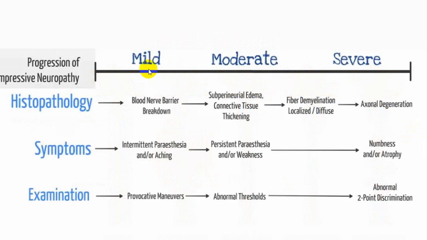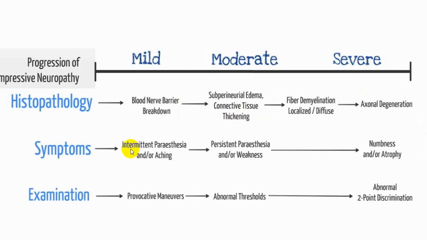Depending upon the severity of the damage: mild, moderate, and severe. In mild, the blood nerve barrier is damaged. In moderate, you will get edema and connective tissue thickening, and then you will start getting demyelination, which can be localized to diffuse, and then you will have axonal degeneration, which will be the severe variety.